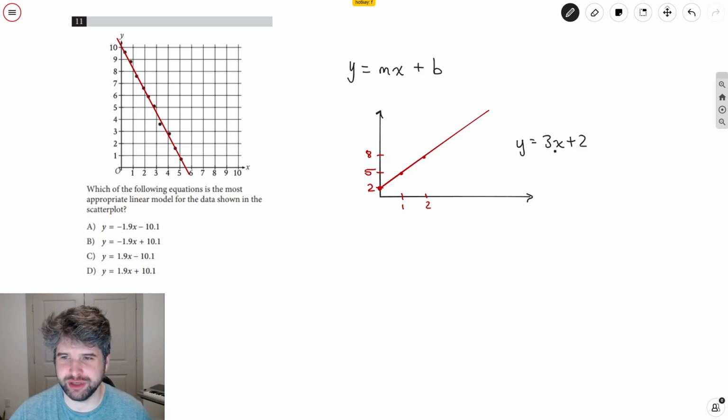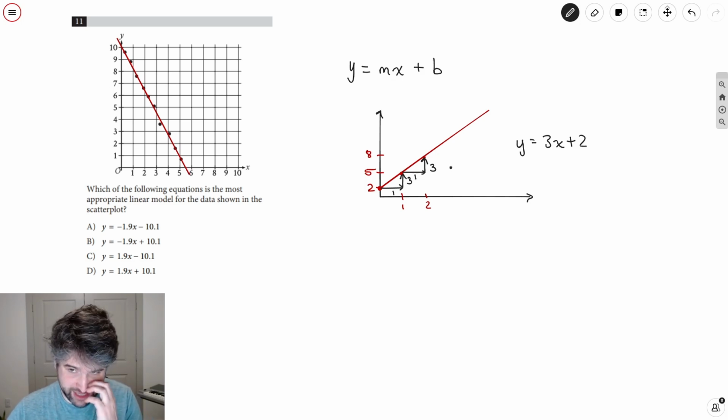How does this 3 factor into it, though? The 3 is saying every time you go 1 to the right, this is 1 to the right, you go up how many? I went from 2 to 5, so I'm going 3 up. Every time you go 1 to the right, if you start here and you go 1 to the right, you go 3 up. That's what the slope means. It's a ratio of how far you rise divided by how far you run.